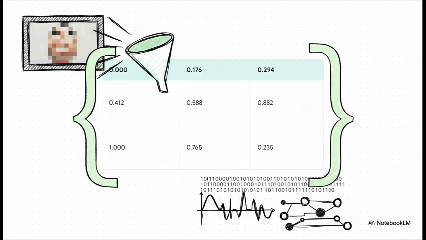Now, this isn't the only way to do it. You can also scale things between -1 and +1, or use a method called z-score standardization. But they all have the same goal: make the data stable and much easier for the AI to learn from.